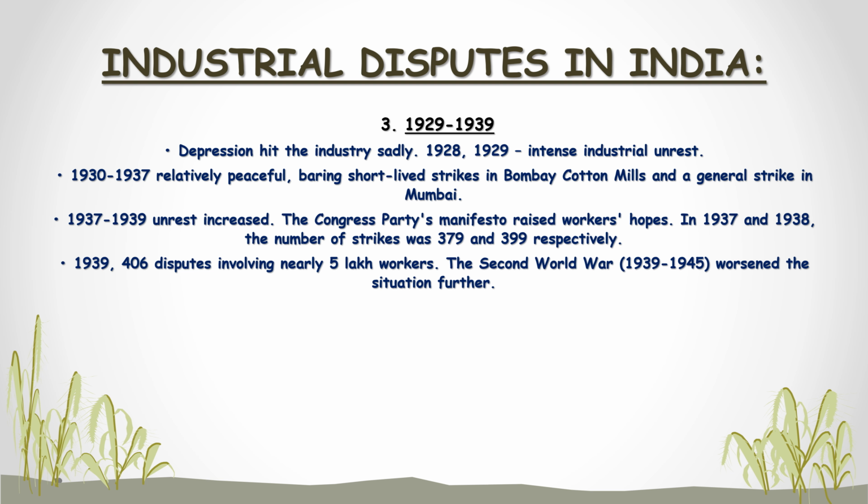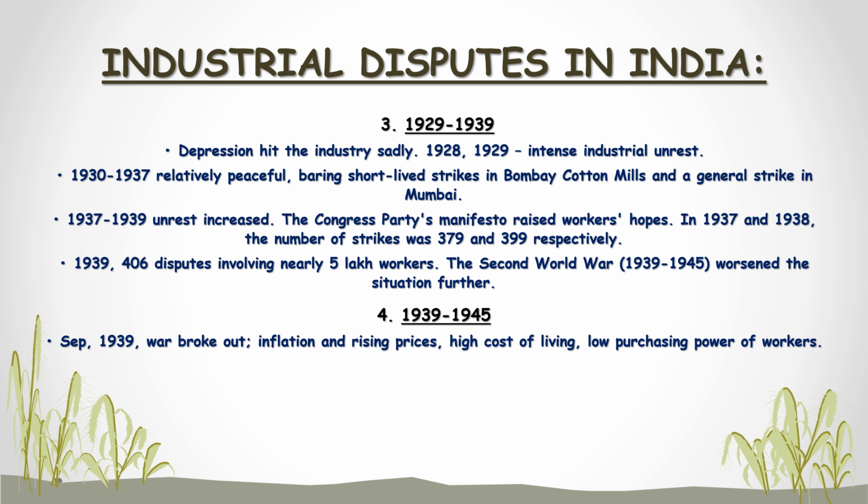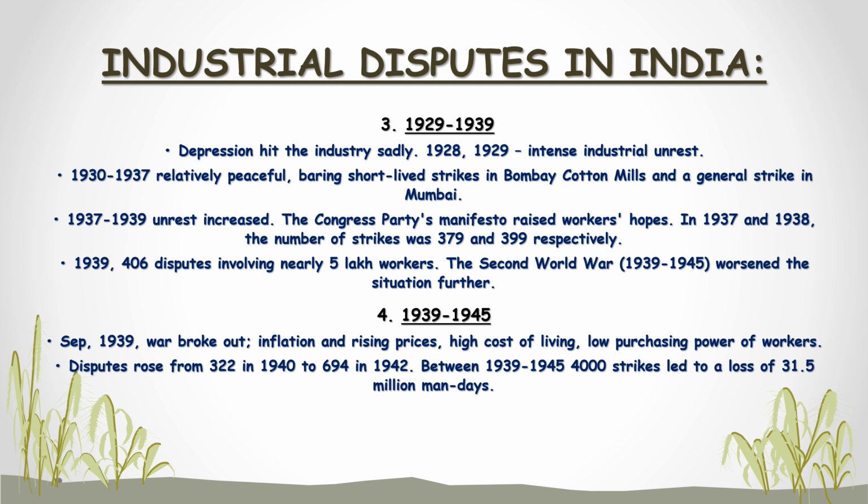The Second World War, 1939 to 1945, worsened the situation further. 4. 1939 to 1945. September 1939, war broke out. Inflation and rising prices, high cost of living, low purchasing power of workers. Disputes rose from 322 in 1940 to 694 in 1942. Between 1939 and 1945, 4,000 strikes led to a loss of 31.5 million man-days. A large number of strikes revolved around the issue of dearness allowance.